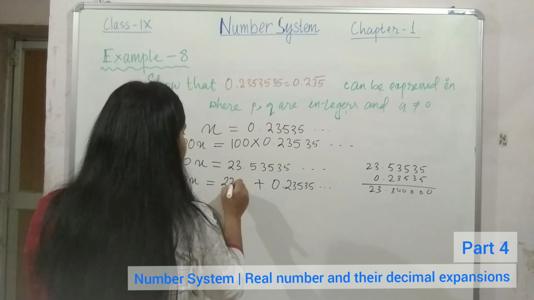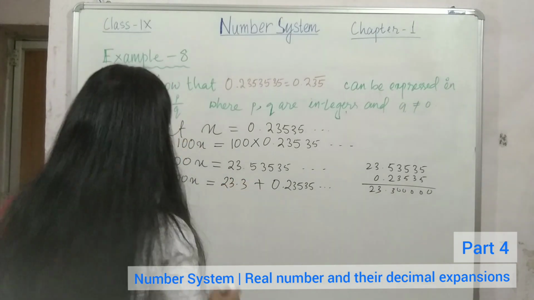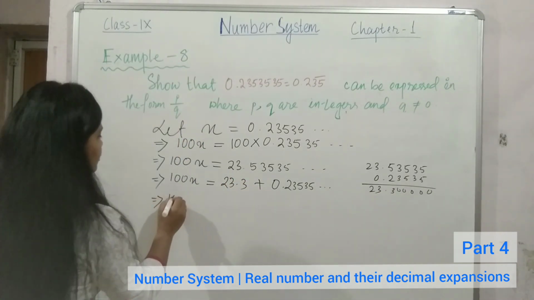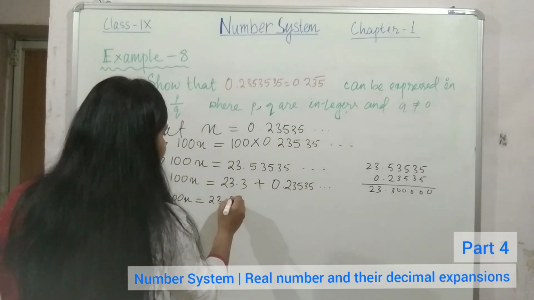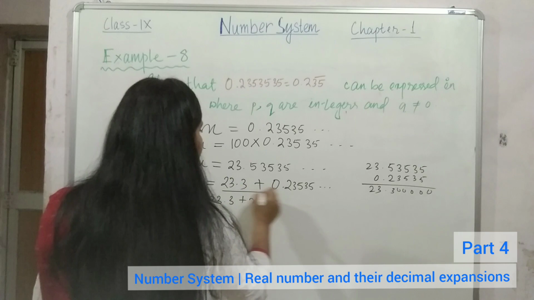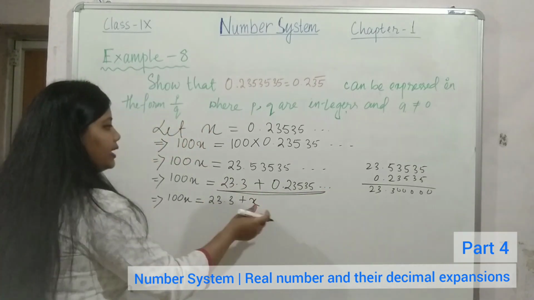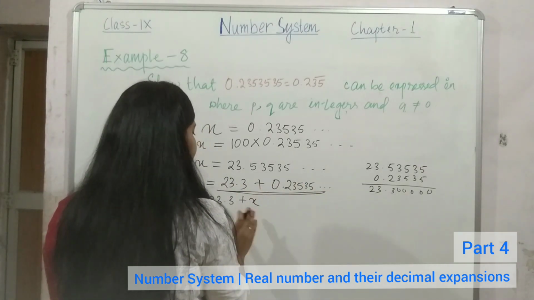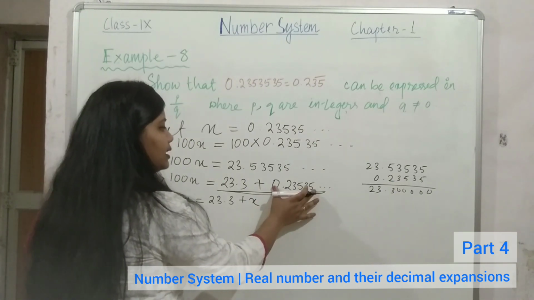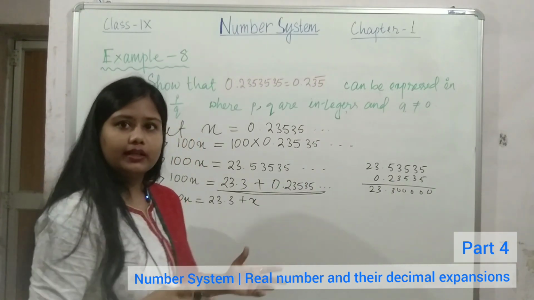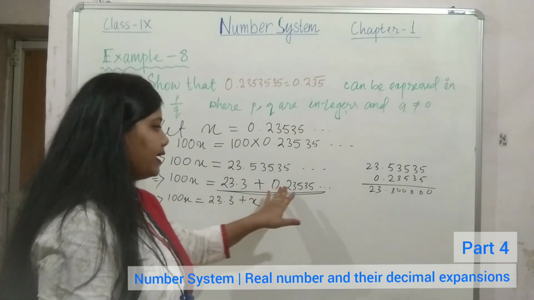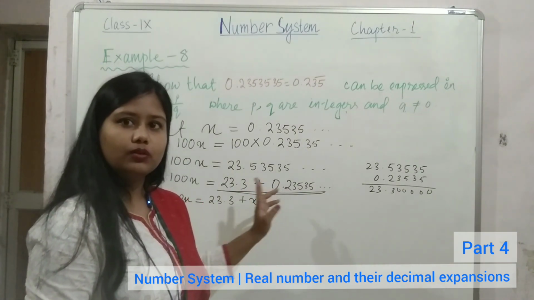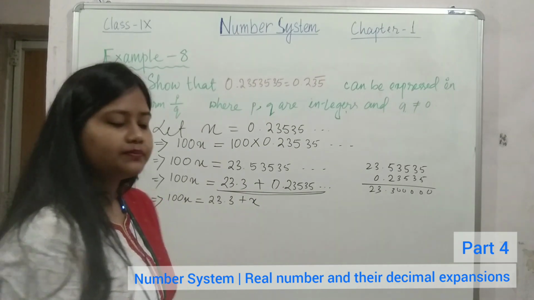So it will be 23.3. So 100x is 23.3 plus x. I hope you are clear with this step. Anyhow, I need to place x in this place. I will break the number in such a way that I have to put x in this place with a whole number or a decimal number.